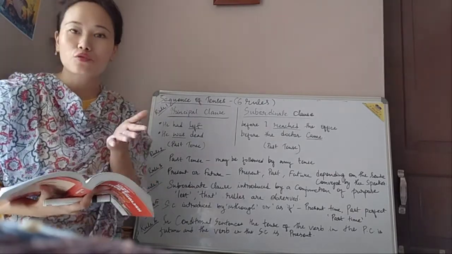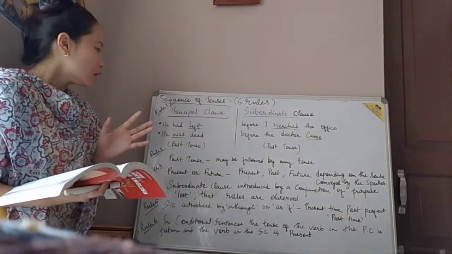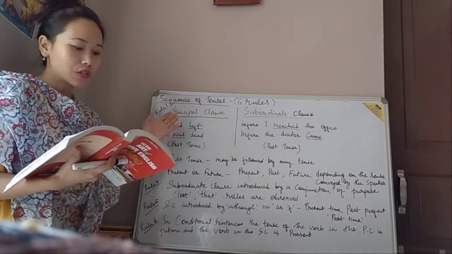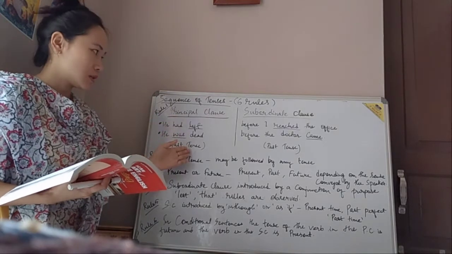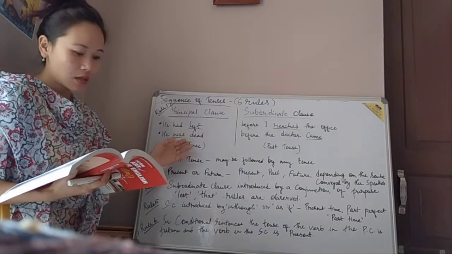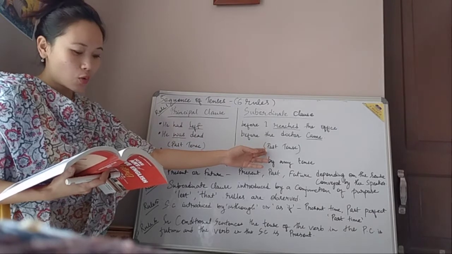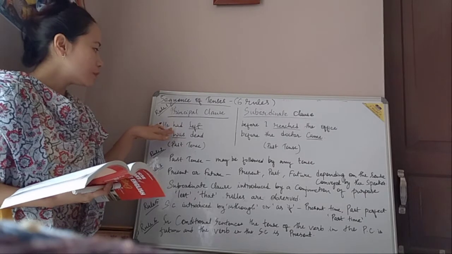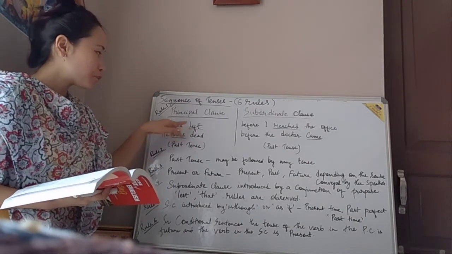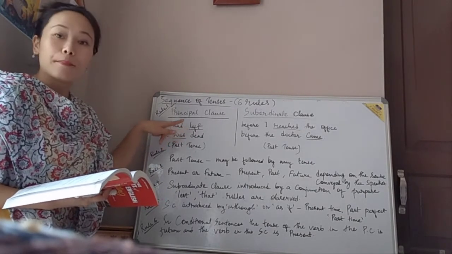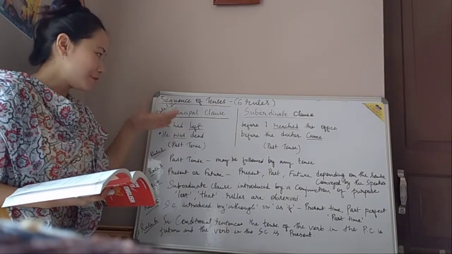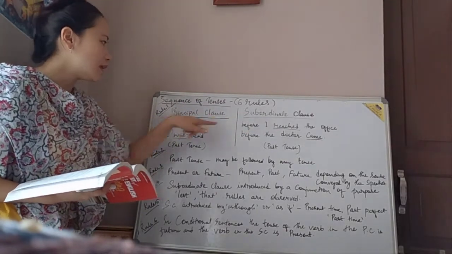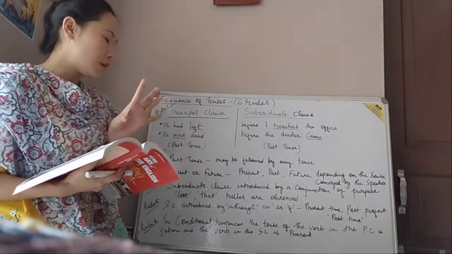Okay, so the first rule, rule number 1. Here we are going to see that if the verb, meaning the action, in the principal clause is in the past tense, the verb in the subordinate clause will also be in the past tense. Just like the example given here: he had left. Left is in past form. Now this is one sentence only: he had left before I reached the office.